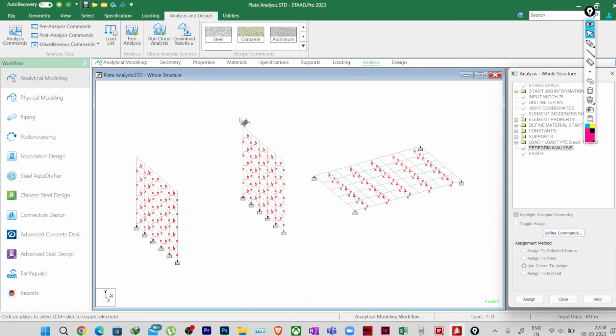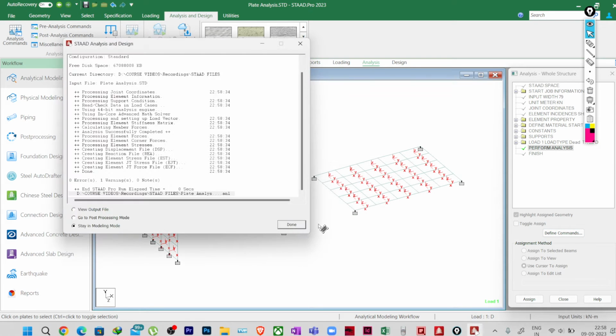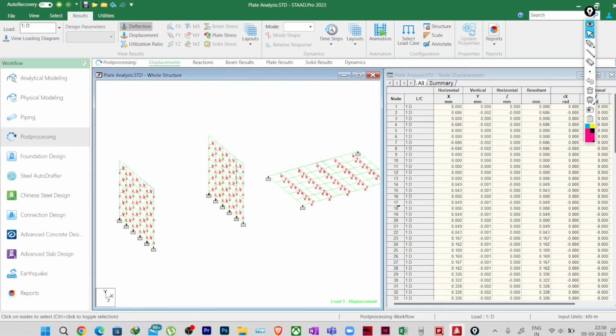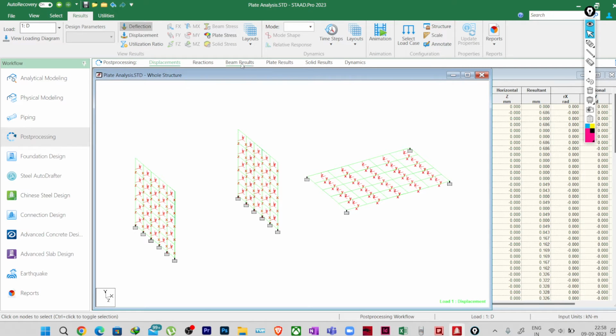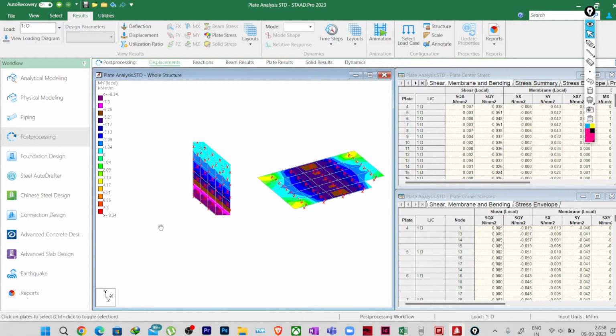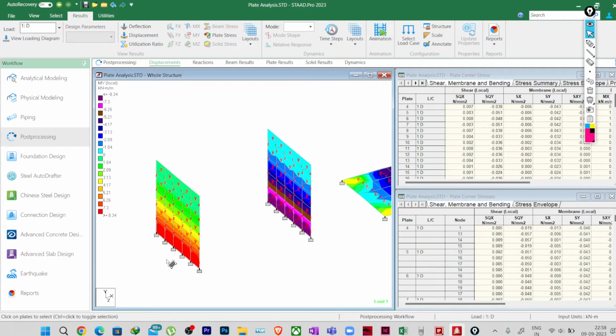No print, add, let me run the analysis. Okay, post processing mode, done. I will go for the plate stresses and suppose I will see the moment Mx. Fine. Now what do you understand from this moment Mx? This is what we need to understand now. What do you understand from moment Mx?